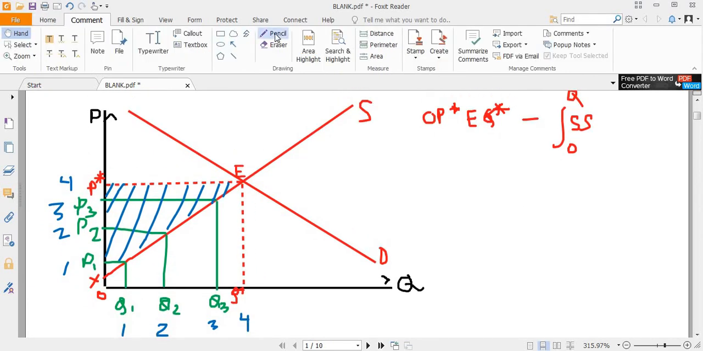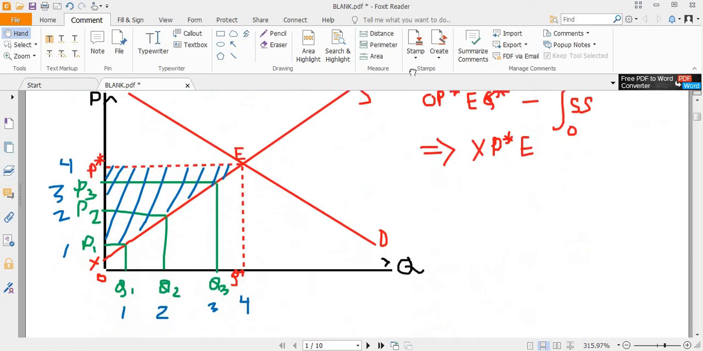That's the area way. The other way would be to look at the triangle. Think of it in this way. We can represent the producer surplus also as the area of the triangle X P star E. So that would be my producer surplus.